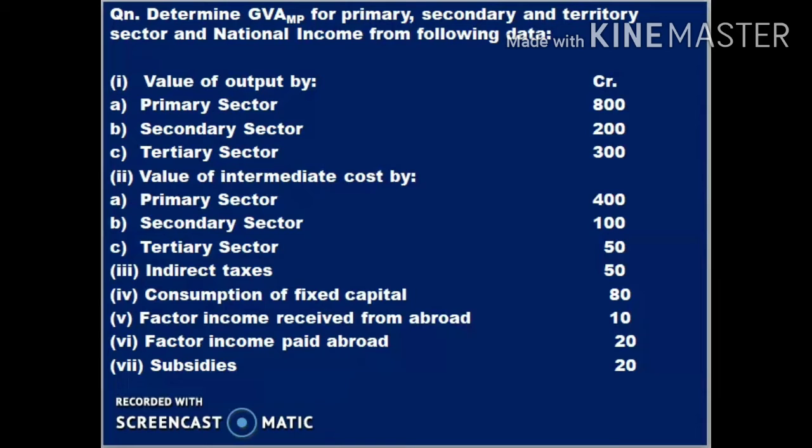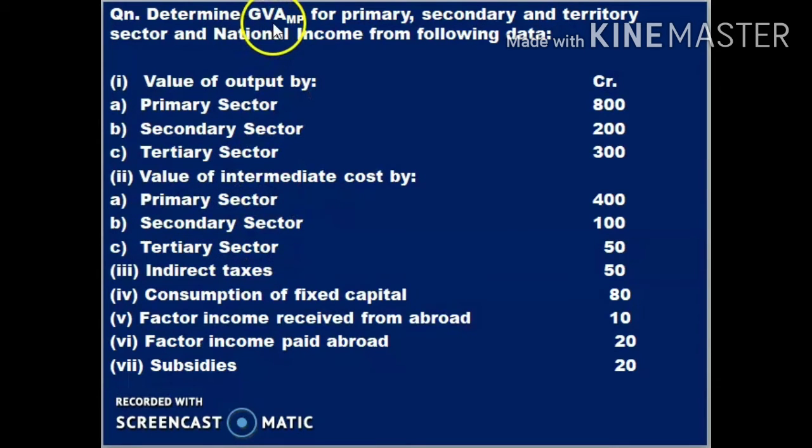Just we will look into another question. Determine GVAMP for primary, secondary and tertiary sector and national income from the following data. So you have to find GVAMP and national income. The values have been given: value of output for the different sectors, primary, secondary and tertiary. Value of intermediate cost is given for the primary sector, secondary sector and tertiary sector.